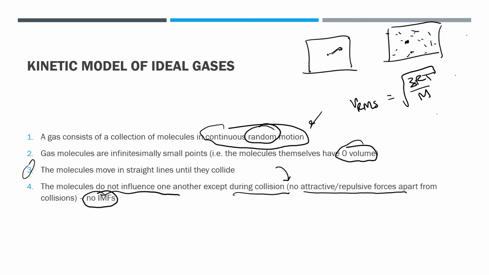And that's why these are the rules for ideal gases, where we're assuming ideality. We're assuming the most ideal conditions: that there are no intermolecular forces, there's zero volume, all of these sorts of things.